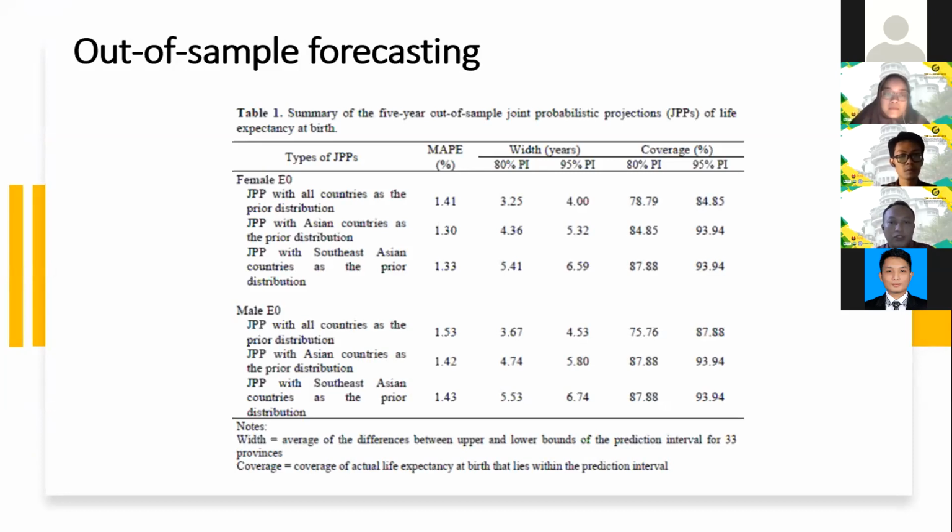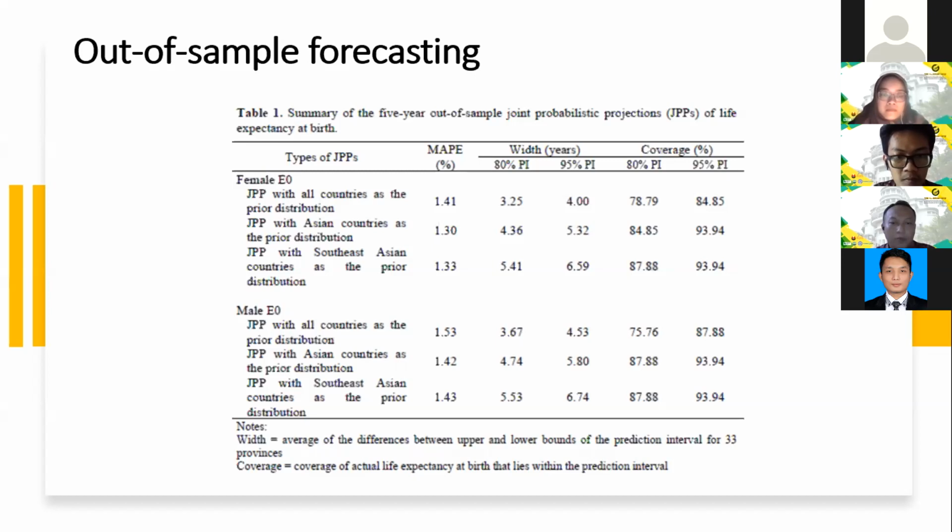than GPP with Southeast Asian countries as the prior distribution, but wider than GPP with all countries as the prior distribution. At the 80% confidence level, it produced differences amounting to 4.36 and 4.7 years between the upper and lower bounds for IOF and IOM projections. Furthermore, it had similar coverage to GPP with Southeast Asian countries as the prior distribution.